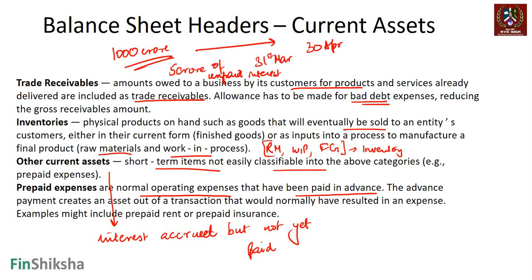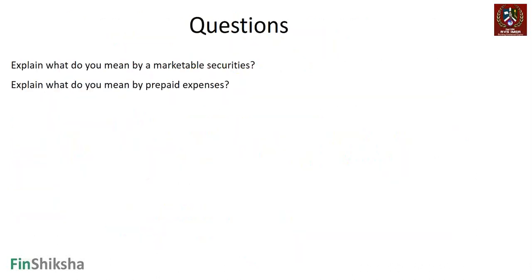Anything that can't be classified into cash, marketable securities, trade receivables, or inventories, but is going to generate cash for the company in the near future, is a current asset, right? So that's your definition of current assets. That brings us to an end of this particular section.